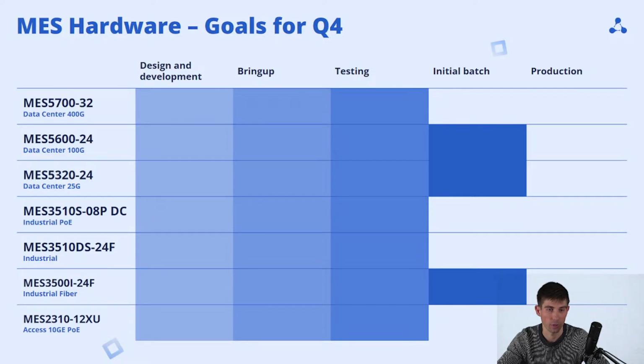Also, all the MES 35 units are the industrial ones. These are to be mounted on the DIN rail, and there is one of each kind: one for PoE devices, one regular 1G Ethernet, and one fiber model. So the details on this you can get from our releases.